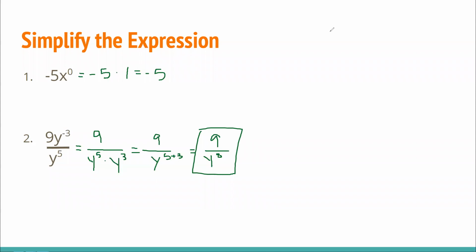And here are my answers. So the first one, we've got x to the 0th power, which means that I have a multiply by 1 there instead. So negative 5 times negative 1 gives me a negative 5.